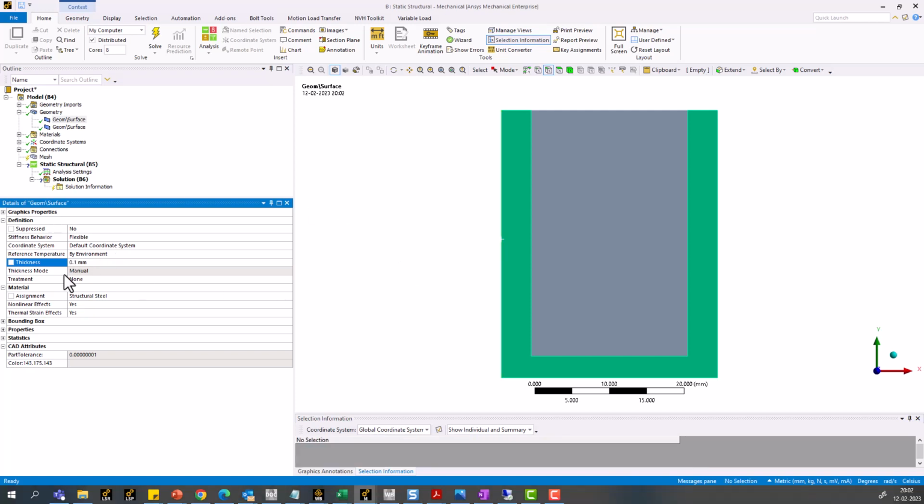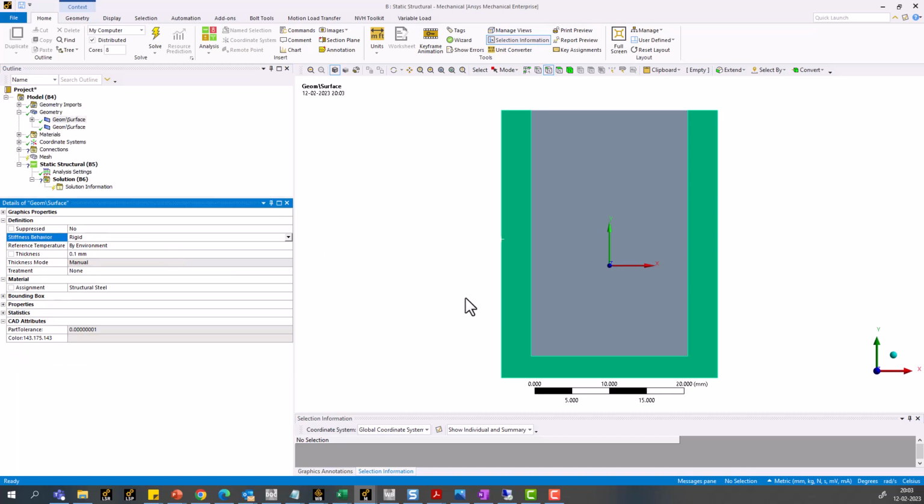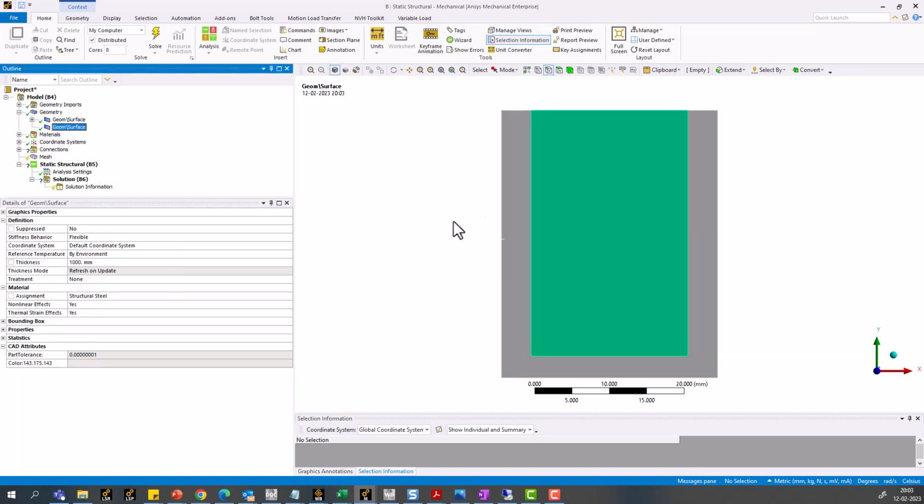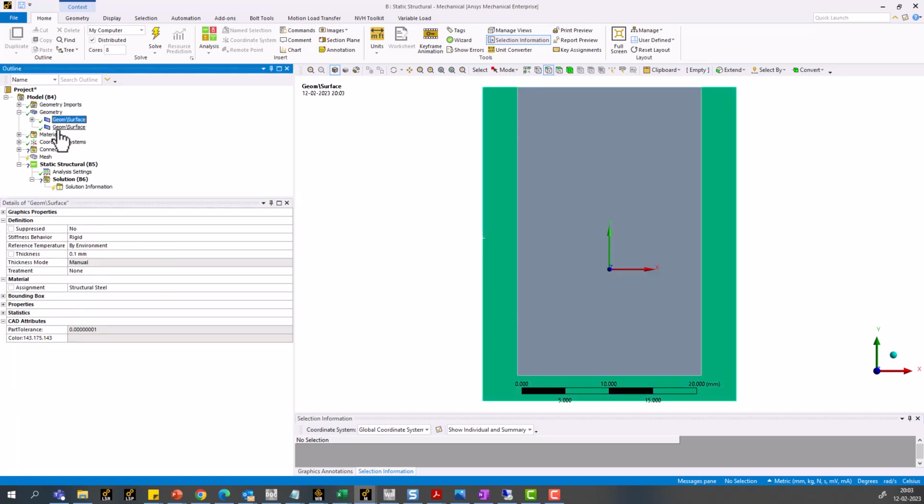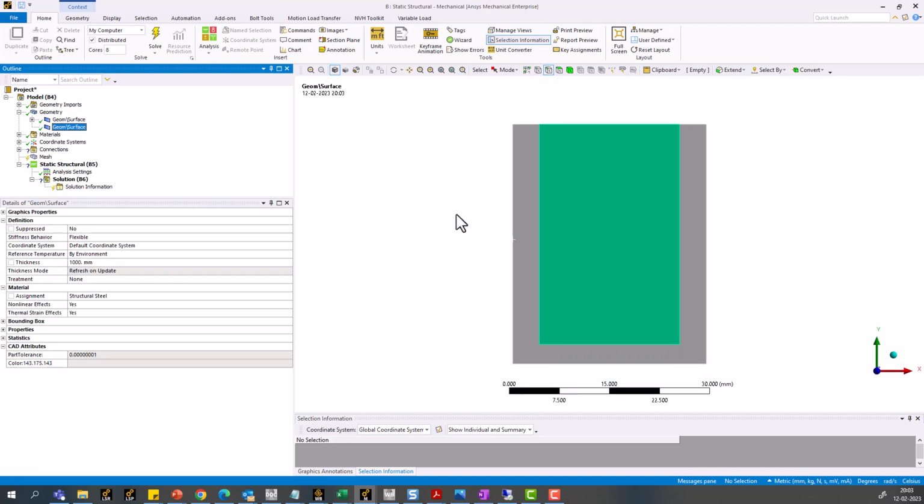Okay. So now the thickness is definitely very small compared to any in-plane dimension of the model. Now the next thing is that if I click here, I can go to this stiffness behavior. I can change it to rigid. Now I will show you one thing, whenever we change this body to rigid behavior, what actually happens. So now this is going to be the flexible.